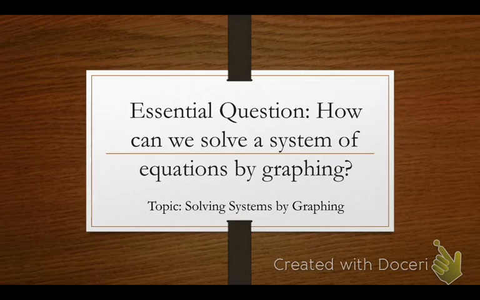Today, what we're going to do is a quick little lesson, and then you're going to practice on Khan Academy so I can monitor you while I'm out. So today's essential question is, how can we solve a system of equations by graphing, taking out all the words from the word problems? Can we just graph and find a solution?